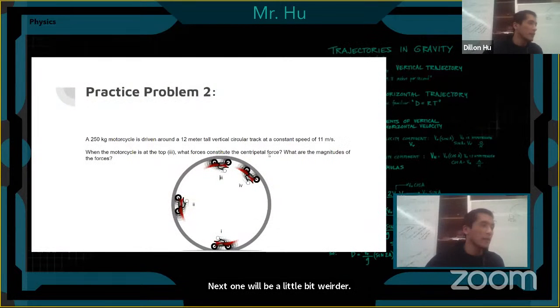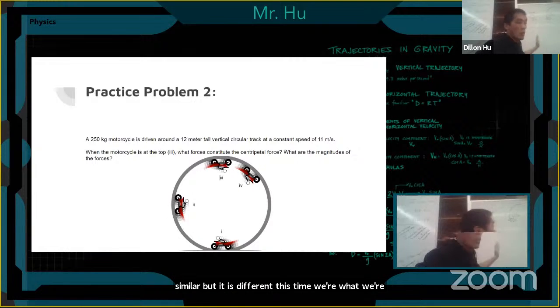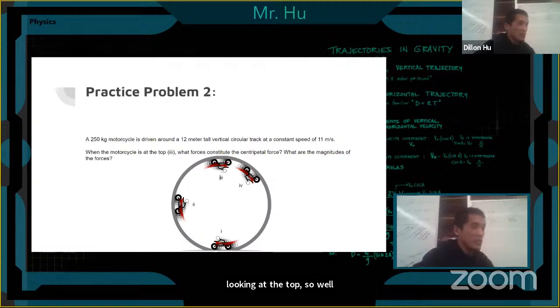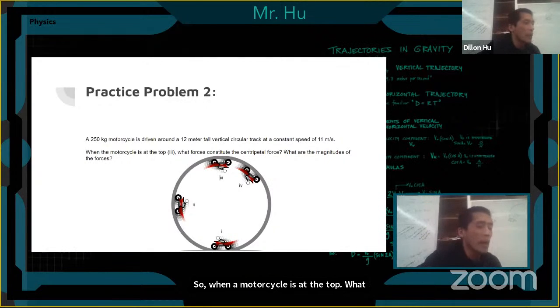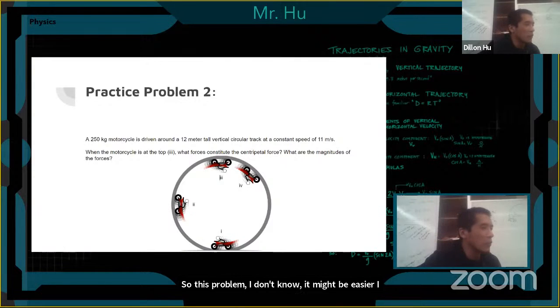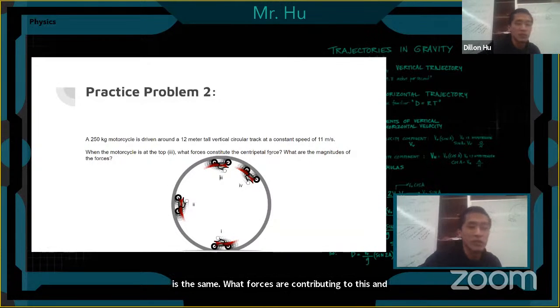So this problem is different. I know it looks very similar, but it is different. This time, instead of looking at the side, we're looking at the top. So when the motorcycle is at the top, what forces are contributing to the centripetal force, and what are the magnitudes of these forces? I don't know if it might be easier, it might be harder. I'm not really sure, but the idea is the same. What forces are contributing to the centripetal force, and what are the magnitudes of the forces involved?